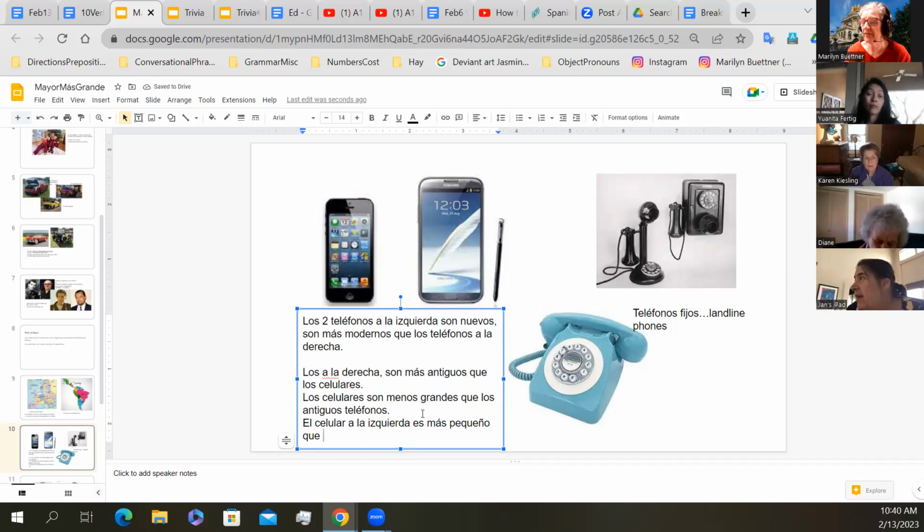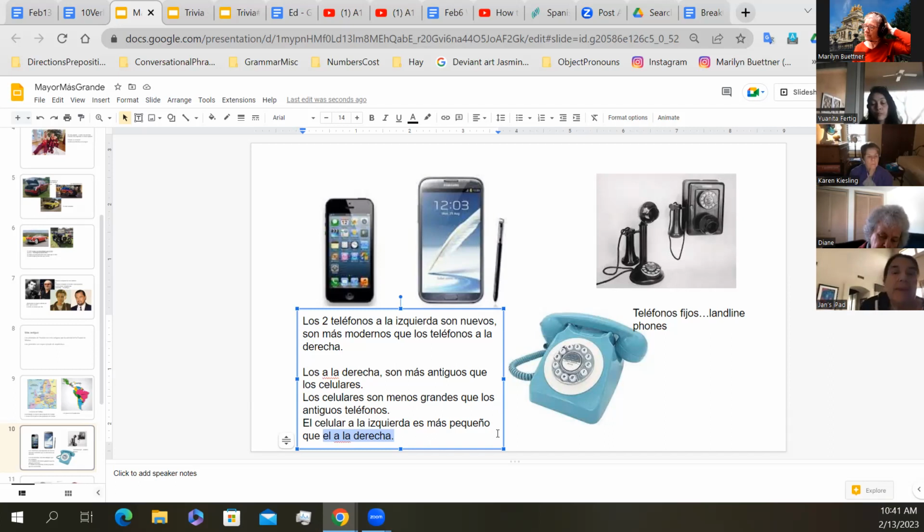And this is one of those sequence of words things you have to know with comparisons. If we name the two things we're comparing, que will be the word we use to link those. Es más pequeño que el a la derecha. And notice I can just use the word el and drop the word celular, because celular is just repetitive, and el there will just mean not only the, but the one on. El a la derecha means the one on the right. El celular a la izquierda es más pequeño que el a la derecha.